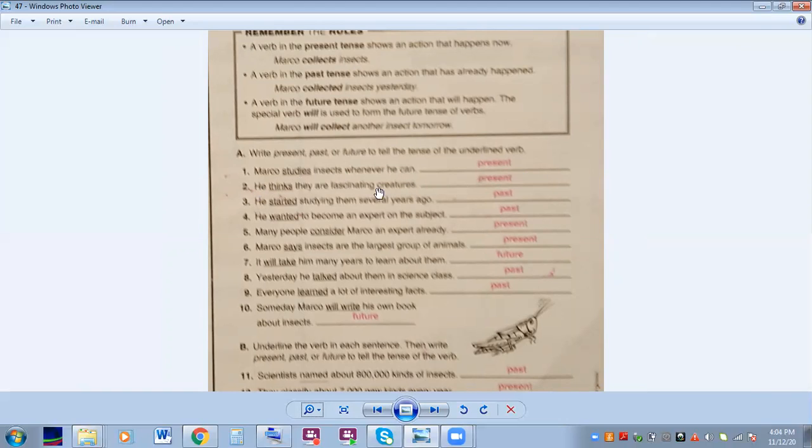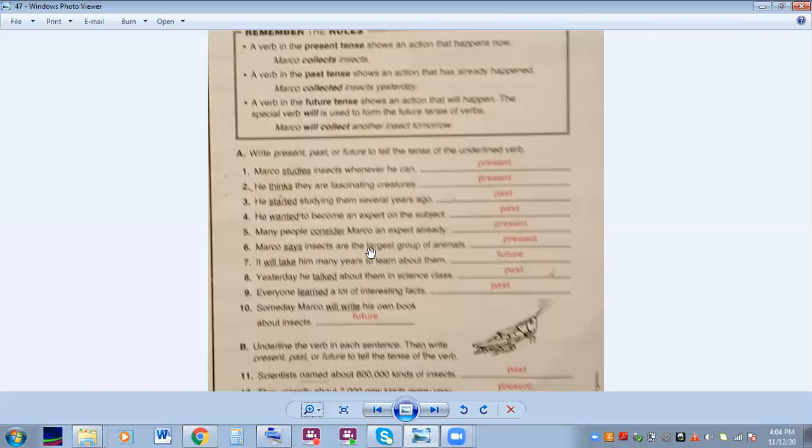He thinks they are fascinating creatures. Again, there's an S on the end of our verb, present. He started studying them several years ago. There's ED on the end of our verb. That shows us that we're talking about the past. He wanted to become an expert on the subject. Again, past, there's our ED on the end of our verb. Many people consider Marco an expert already. Consider is present and the action happens now.